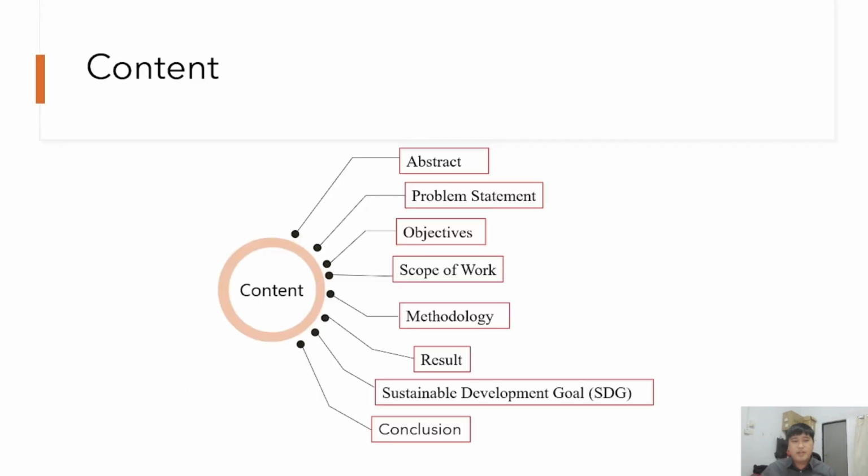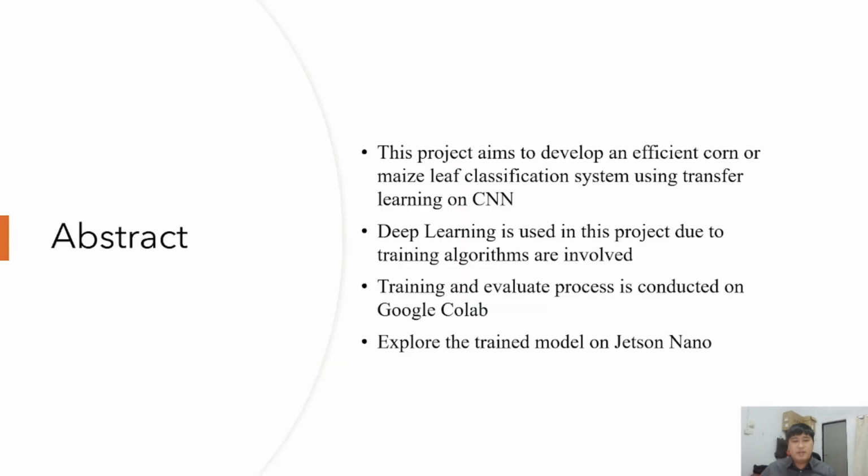The content has 8 sections. Firstly, we will cover the abstract. This project aims to develop an efficient corn and maize leaf classification system using transfer learning on CNN. Deep learning is used in this project because training algorithms are involved. The training and evaluation process is conducted on Google Colab, and it will explore the trained model on the Jetson Nano.